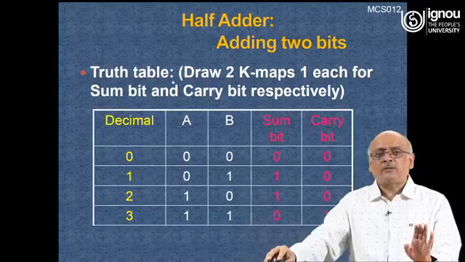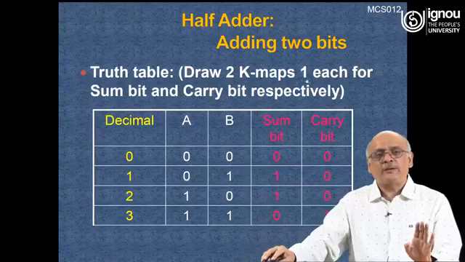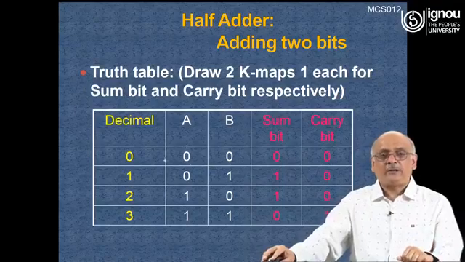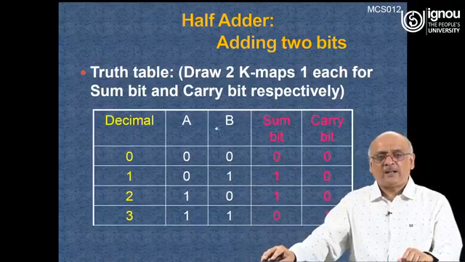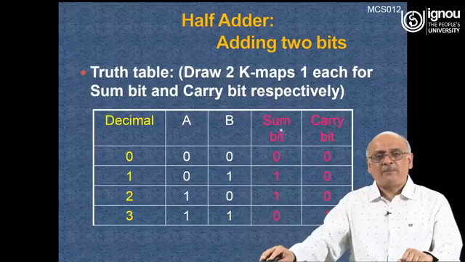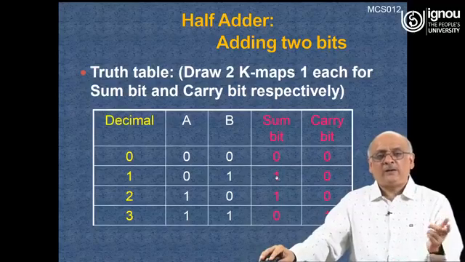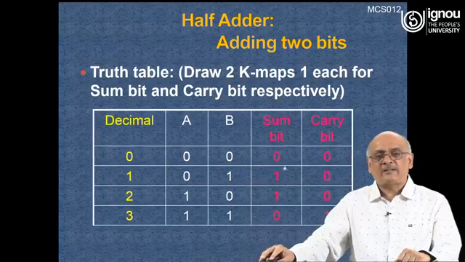Okay, and what should the truth table for this particular half adder be? The truth table for this half adder will require just 2 K-maps, one for the sum bit and one for the carry bit. There are only 2 inputs, A and B, and you can see that the sum bit is 0, 1, 1, 0. Unfortunately, when you draw the K-map for this, A on one side, B on another side, there will not be any adjacency, they will be just across.